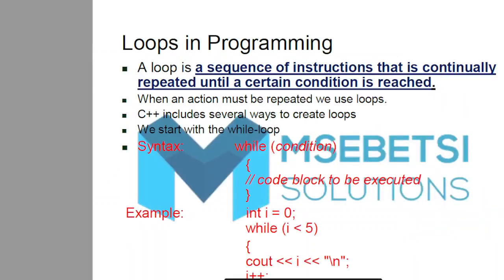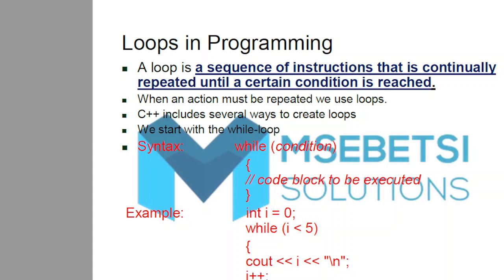So what we're going to be dealing with now is a thing called loops. Loops is when you want a sequence of instructions to continually repeat themselves until a certain condition is reached. When an action must be repeated, we use loops. C++ includes several ways to create loops.